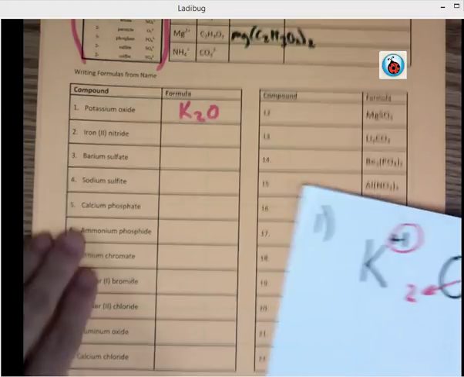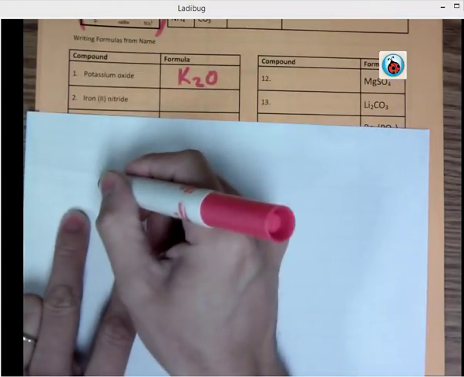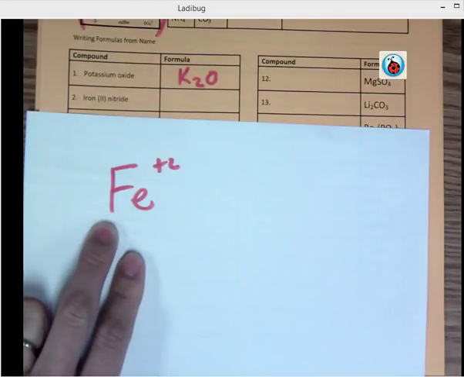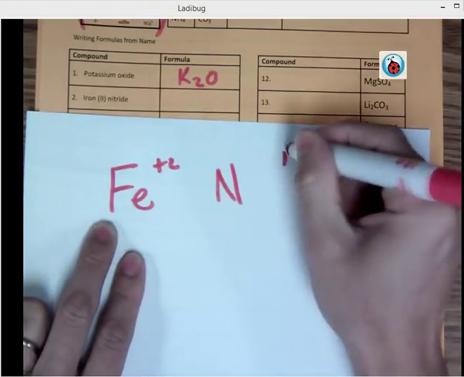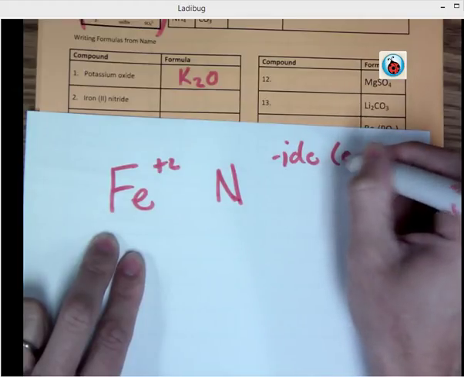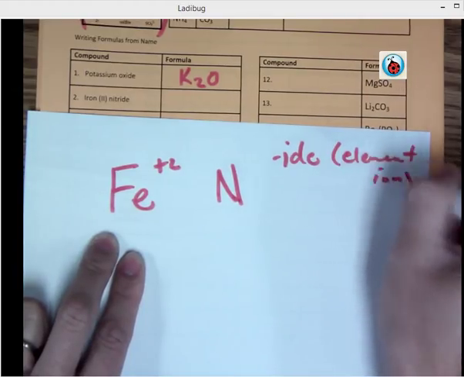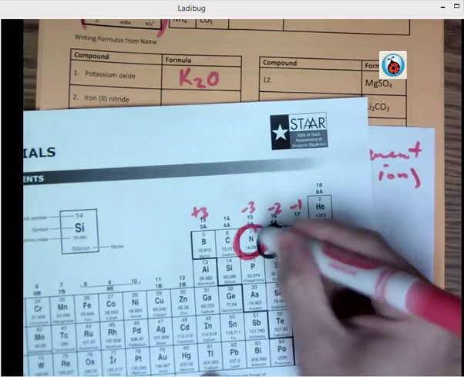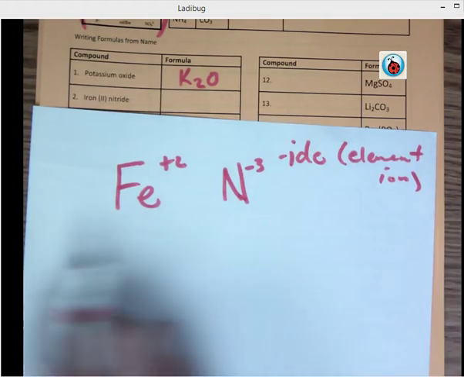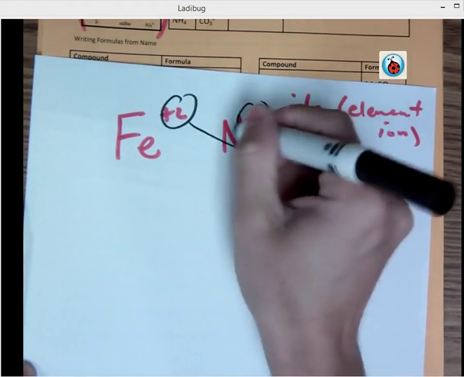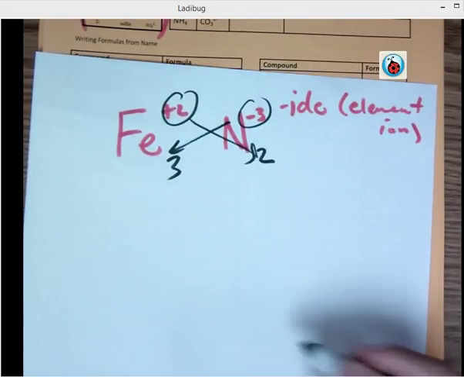Try number 2 real quick here. Iron 2. Iron is a transition metal, so those are nice because the Roman numeral gives you its +2. Nitride, again, ends in IDE. It's an element. Nitride comes from nitrogen, which is in group 15, so it's -3. These charges are different, so you cross 2 this way and 3 that way, and that's how you get the formula.